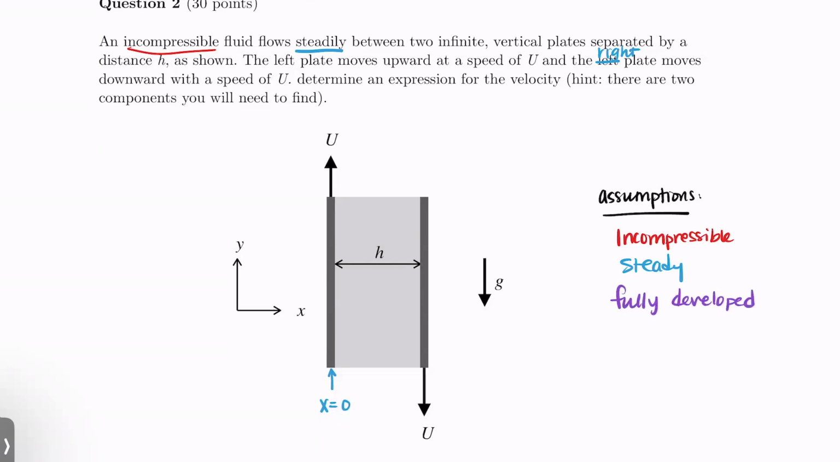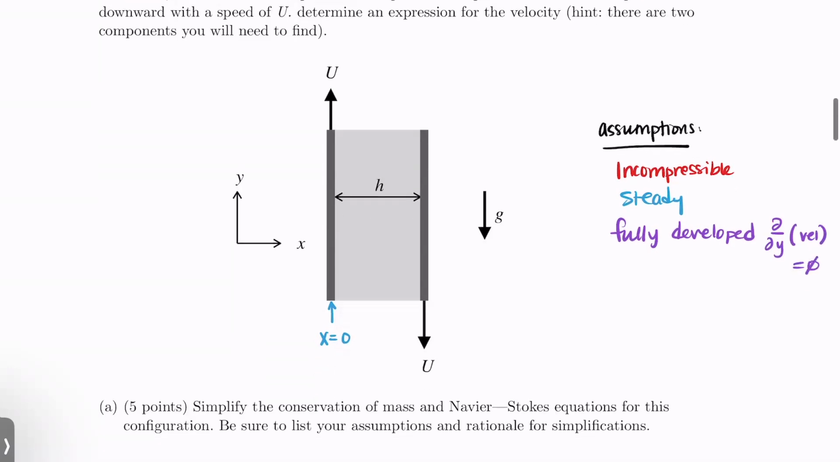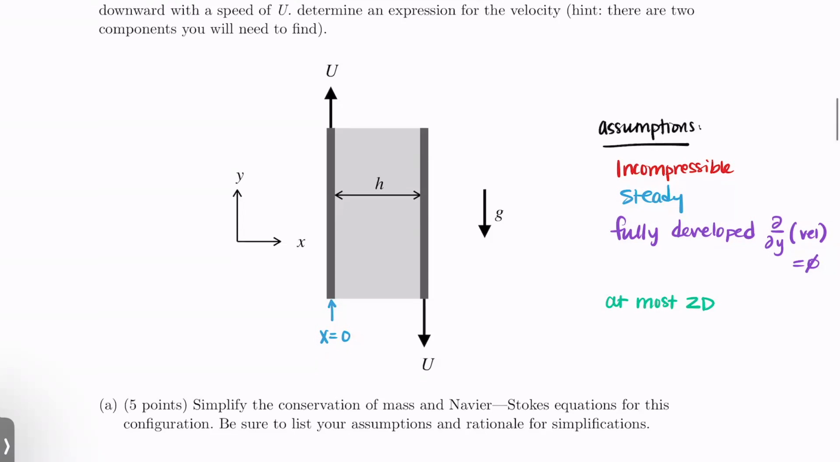All right, our velocity is generally going to move in the y direction. So that means derivatives with respect to y of velocity are going to be 0. And then I'm going to make an argument that this is at most 2D. So everything's going to be a function of just x and y. This means that w is going to be equal to 0, and then derivatives of velocity with respect to z are going to be 0. And then last but not least, I'm going to say that gravity is equal to 0, minus g, and 0.